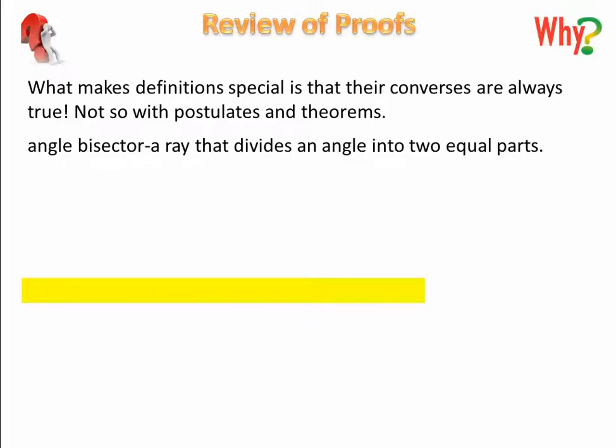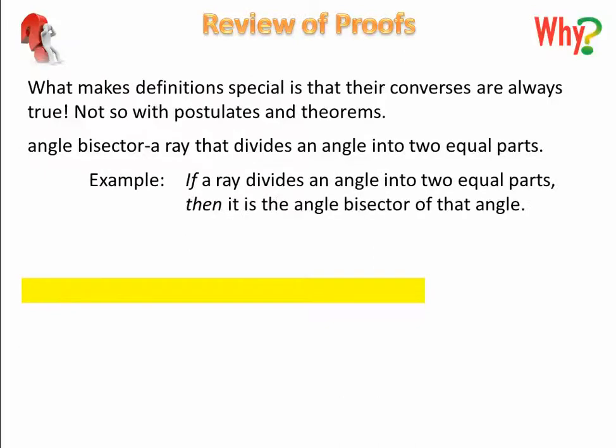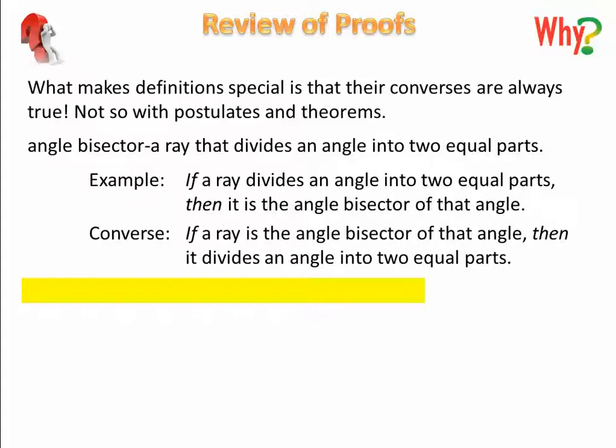And here's an example. It says an angle bisector is a ray that divides an angle into two equal parts. So if I look at this, it says if a ray divides an angle into two equal parts, then it is an angle bisector of that angle. This is what the converse looks like. Remember, converse is where I'm flipping the hypothesis and the conclusion. It says if a ray is an angle bisector of that angle, then it divides an angle into two equal parts. Since both of those are true, then that is a good definition of an angle bisector.